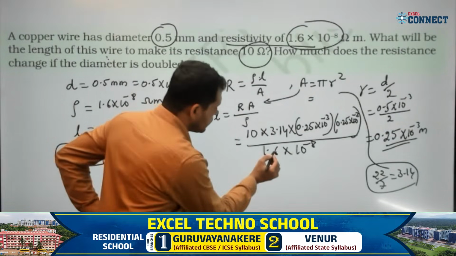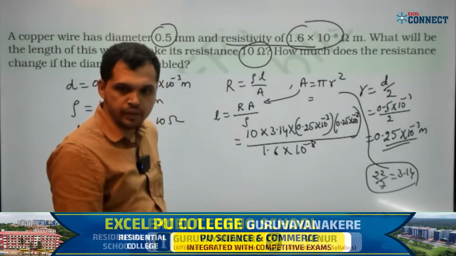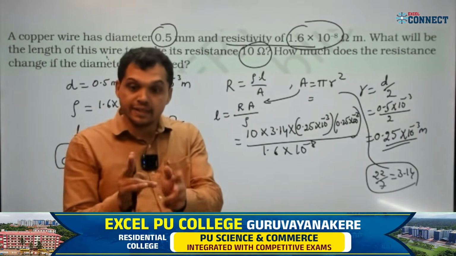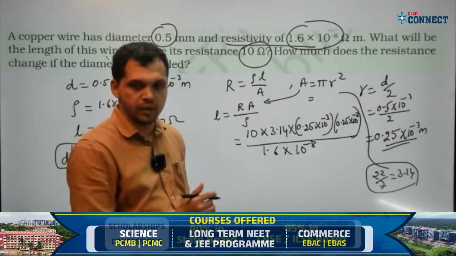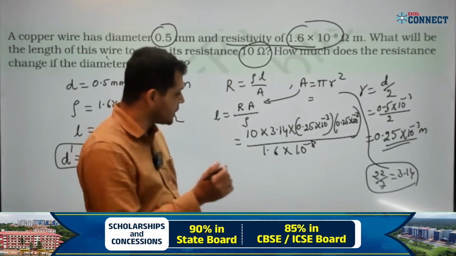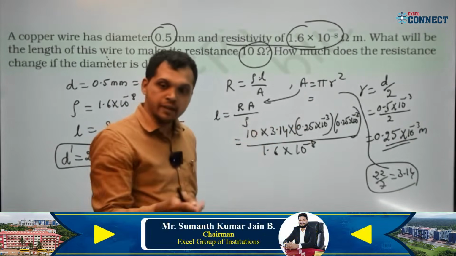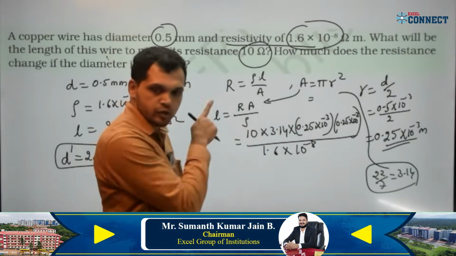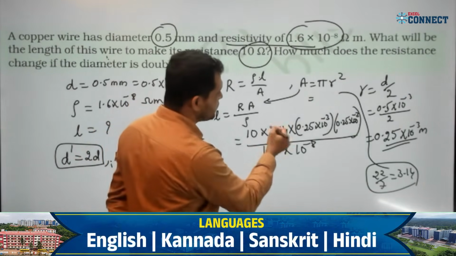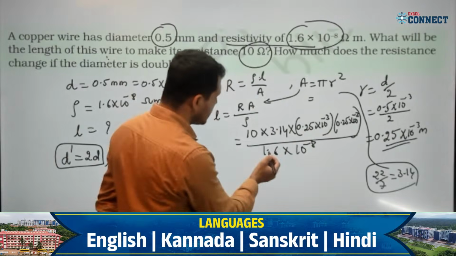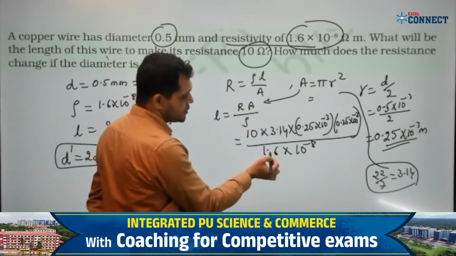See, 1.6 I have in the denominator. To simplify, instead of multiplication, you should cancel as much as possible. Once you cancel the maximum terms, then you go for multiplication. That is the easy way. First, I will go for the cancellation method. Wherever possible, cancel the terms.